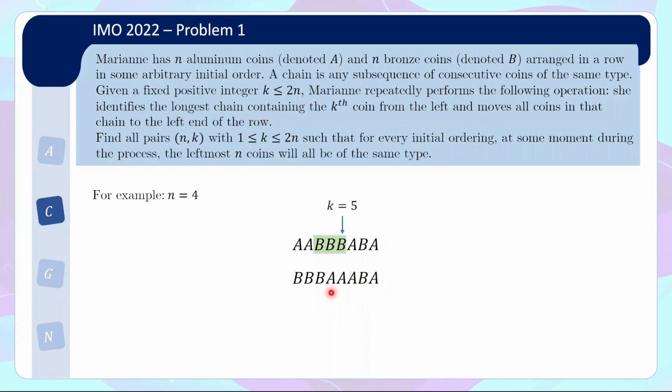So next up, AAA will move to the left end of the row. And then the fifth coin is this B. So this BBBB now goes to the left end of the row. And now we end up with this, and so on and so forth.